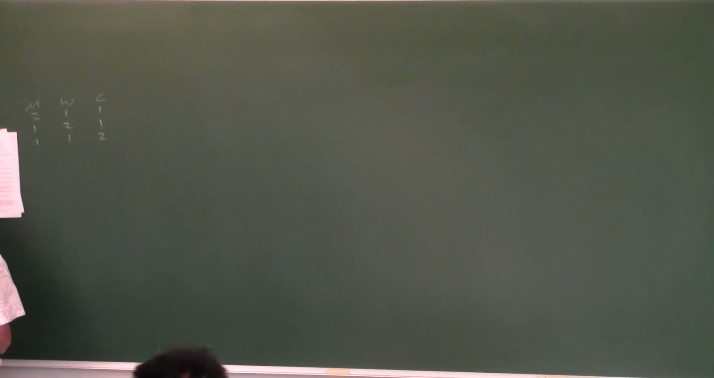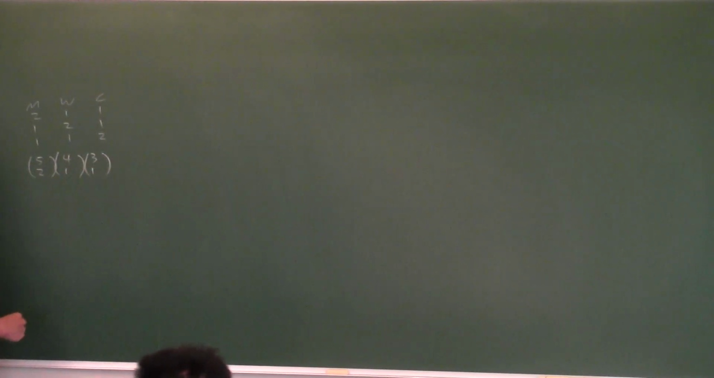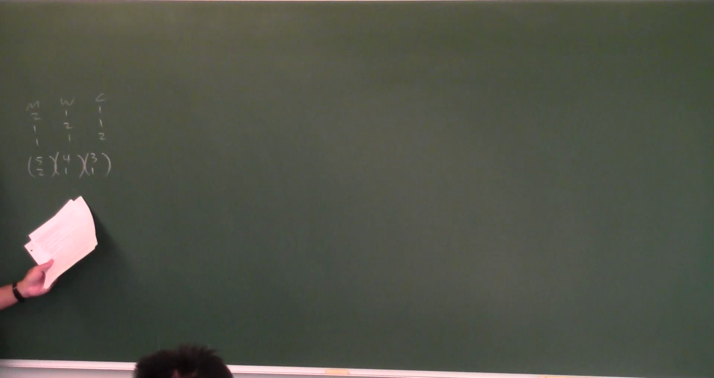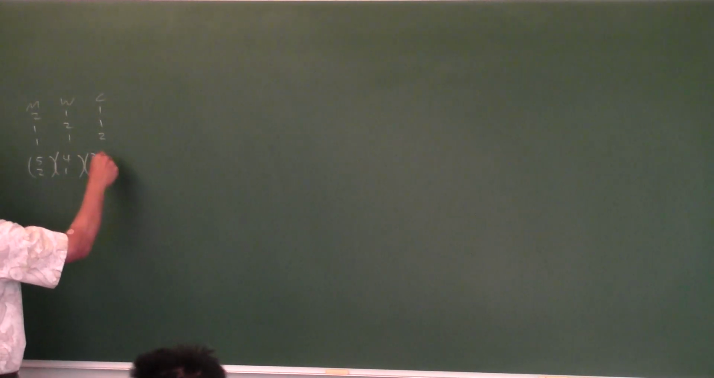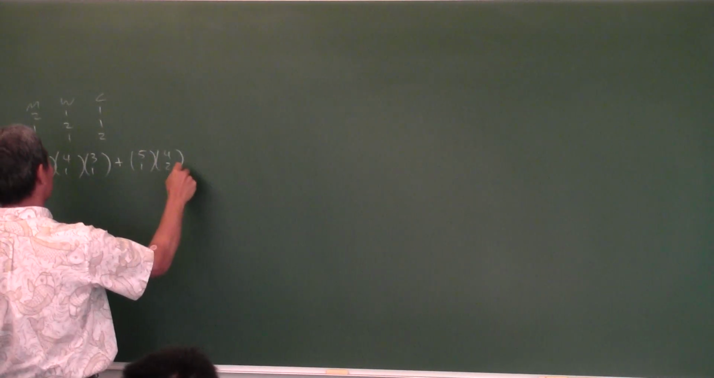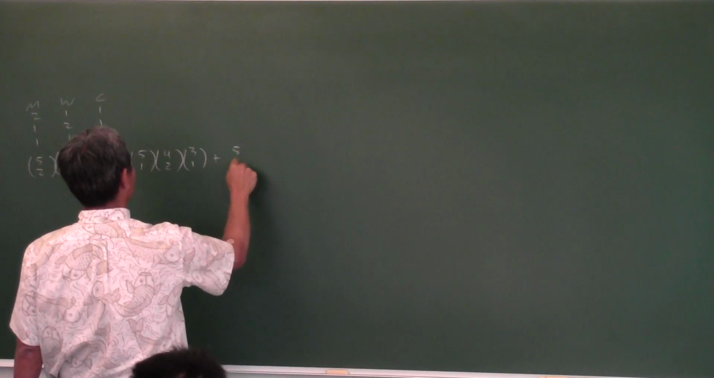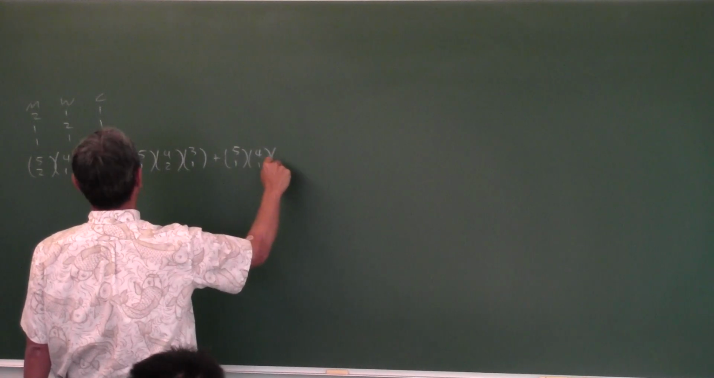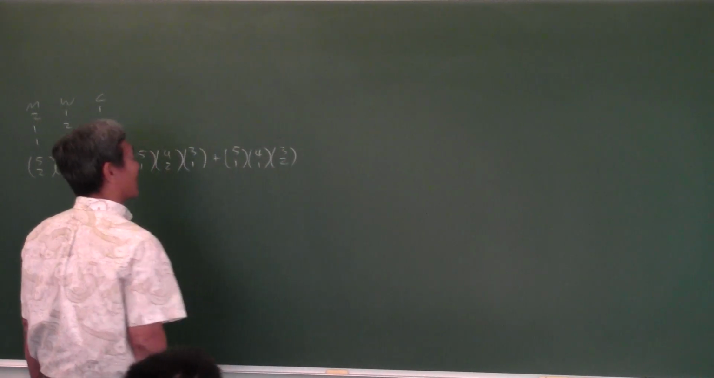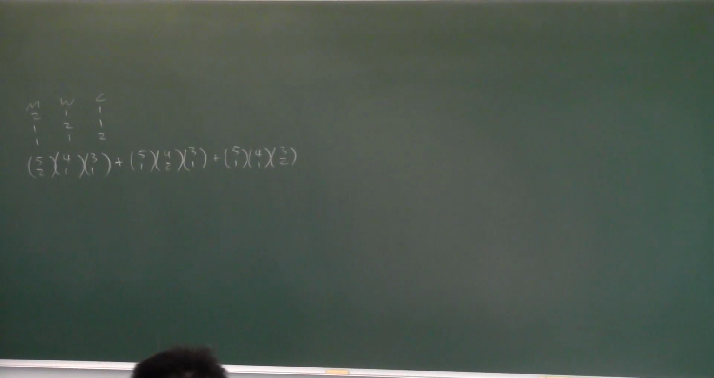Okay, so what's the probability? Let's do the first one. What's the probability of getting 2 men, 1 woman, 1 child? 5 choose 2, 4 choose 1, 3 choose 1, right? Remember, we did this problem last chapter. What about the second case? 1 man, 5 choose 1, 2 women, 4 choose 2, and 1 child, 3 choose 1. And then the last case is 1 man, 5 choose 1, 1 woman, 4 choose 1, and 2 children, 3 choose 2. That's what we did last chapter. We did the same problem. The only difference now is it's a probability.